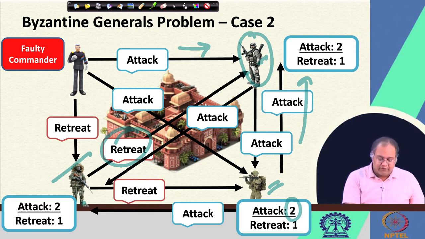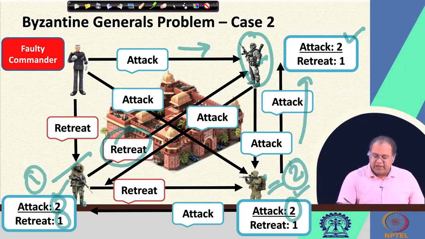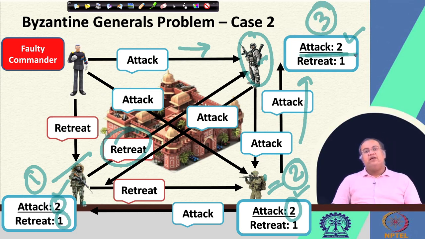Similarly for the third one, for which the commander was faulty, the commander sends a different message, retreat. So, what we see is that it has received a retreat from the commander, but it has received attack from both of its fellow lieutenants. So, it receives 2 attack and 1 retreat. Now, in all the 3 cases, that is 1, 2 and 3, we see that the majority is on attack. So, at consensus we are going to agree on attack, because that is what has been voted by the majority.